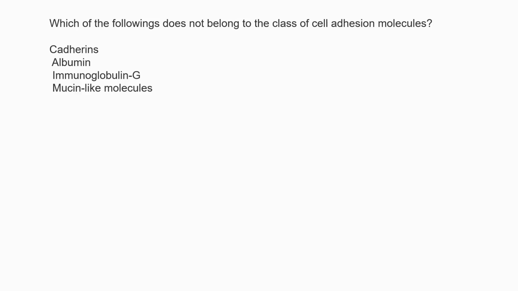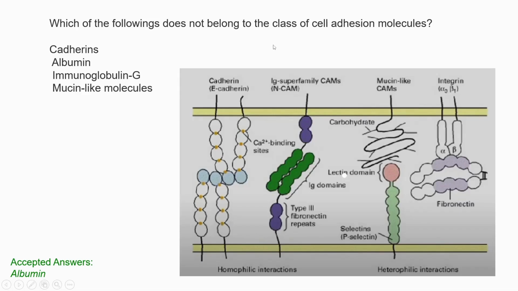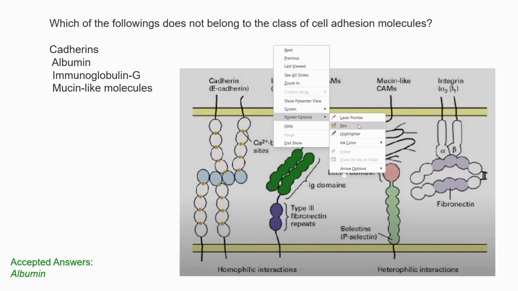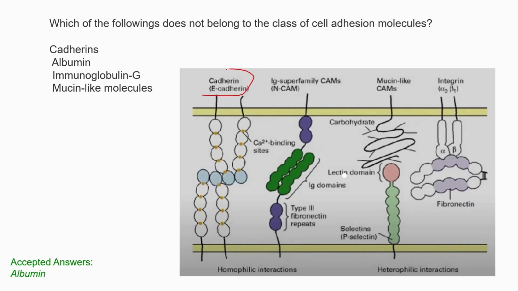Okay, so the correct answer here would be albumin. There are 5 classes of cell adhesion molecules. Those are cadherins, immunoglobulin or IgG, mucin-like molecules, integrins, and selectins. Only albumin does not belong to the class of cell adhesion molecules.